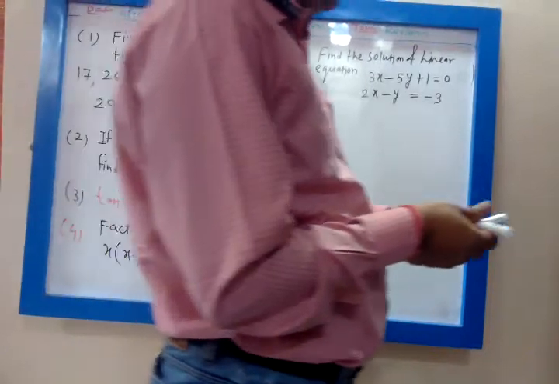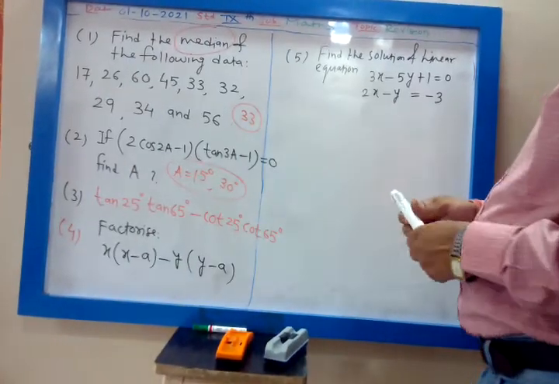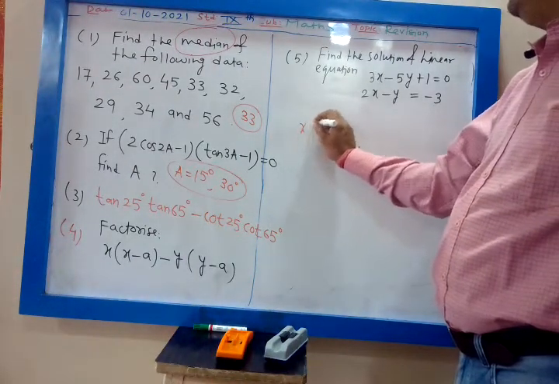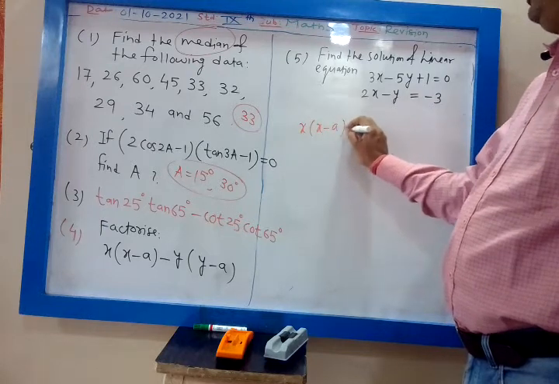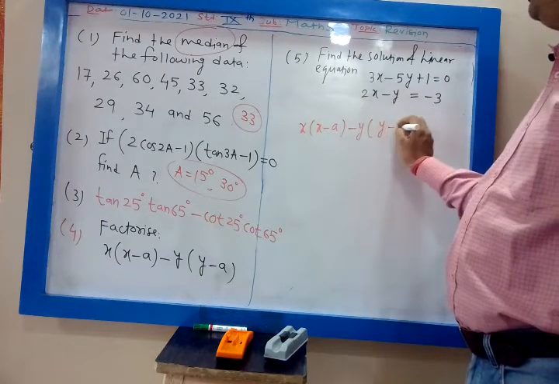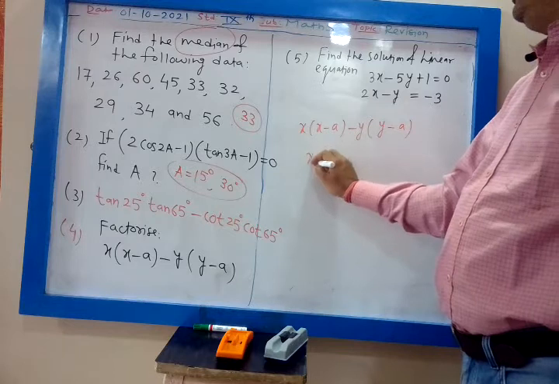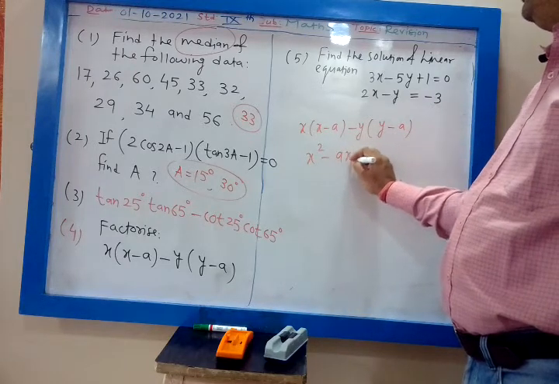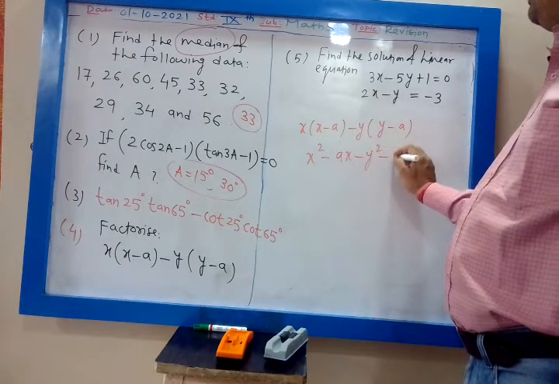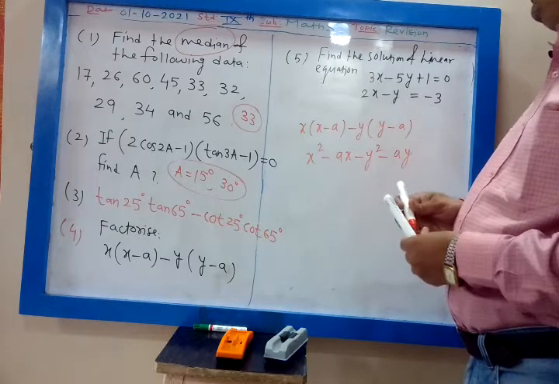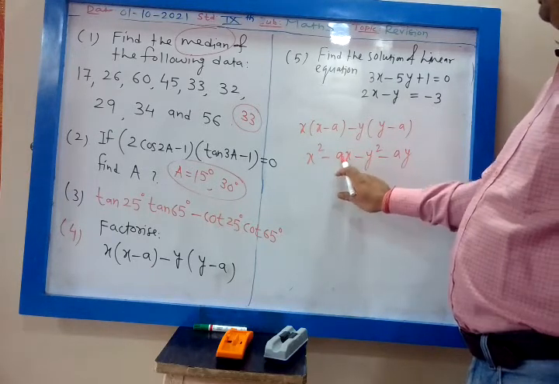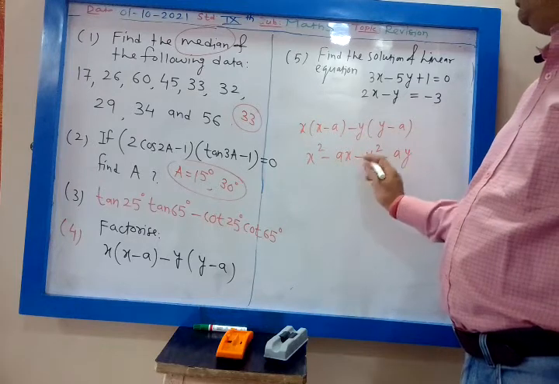Yes, factorization, my dear. So x into (x minus a), minus y into (y minus a). Open the bracket. You will get x square minus ax minus y square plus ay. Then ax and ay, they are like terms, a common.